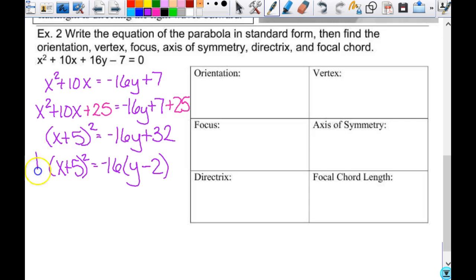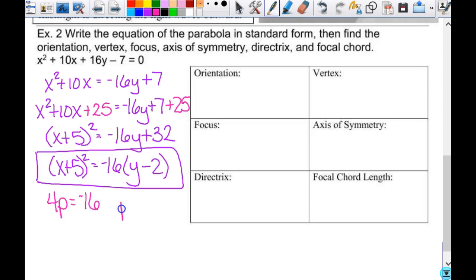So here's your standard form. Now, I need a few things in order to find all of that stuff. There's one letter that's very important to me. What is it? P. So I know that 4p in this case is equal to what? Negative 16. So what does p equal?